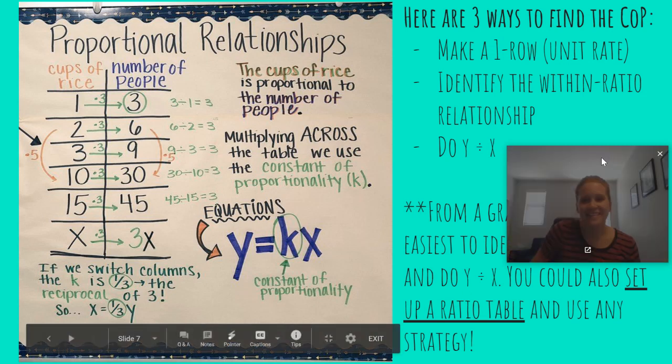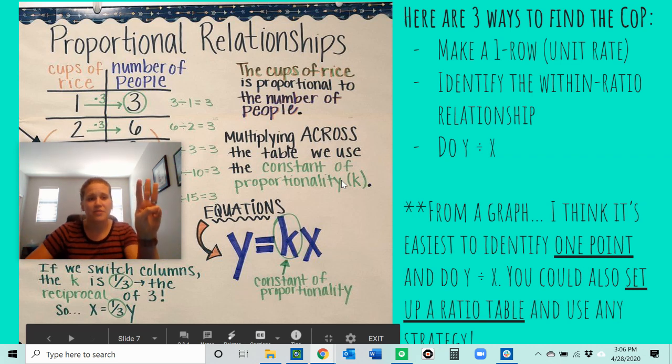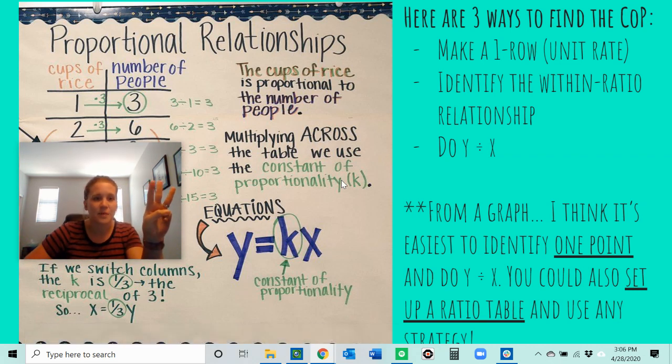Awesome. We've seen this anchor chart before, but I just want to remind you there are the 3 ways to find the constant of proportionality, which we care a lot about because it's the rate that tells us how 2 units or 2 quantities vary together. We can make a 1 row to find it. We can identify the within ratio relationship to find that COP, or we can do y divided by x. Okay, hopefully you've tried all 3 of those as you've worked independently.